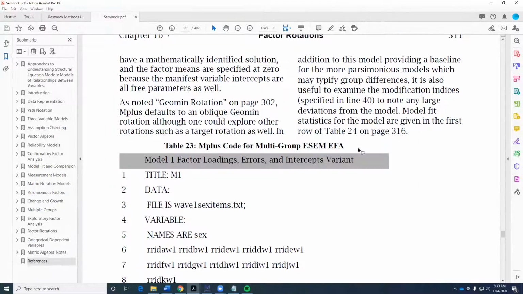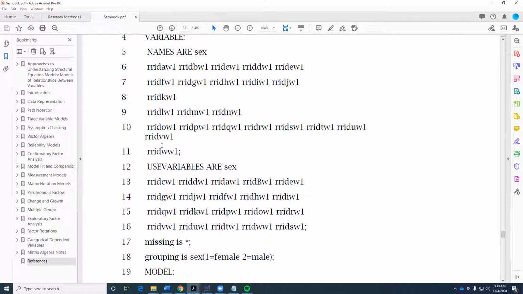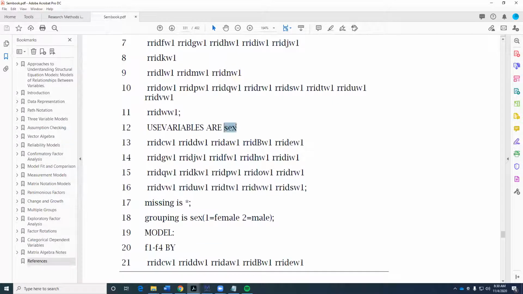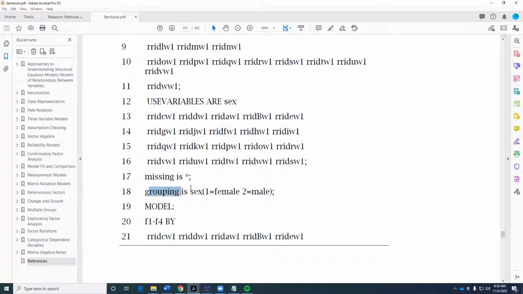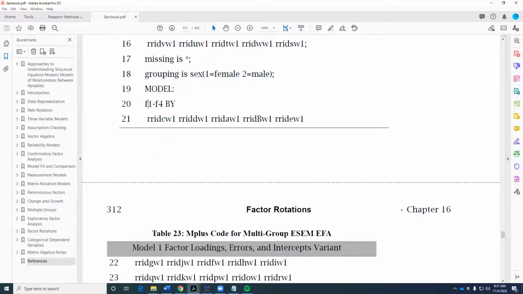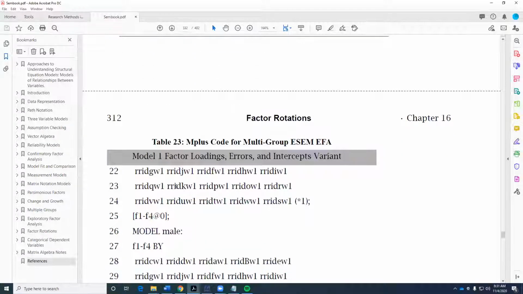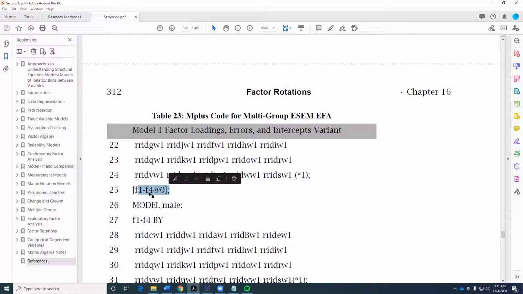And down here, this is the code in Mplus that I wrote. So here's my title, here's my data, here's my variables. And I'm going to be analyzing this as a multi-group model, so I want to use the sex variable. And down here I say I'm grouping the data: these are the females, these are the males. And the code for the rotation says I've got 4 factors going on, 1 through 4, and here's all of the loadings. And the factor means are fixed at 0.